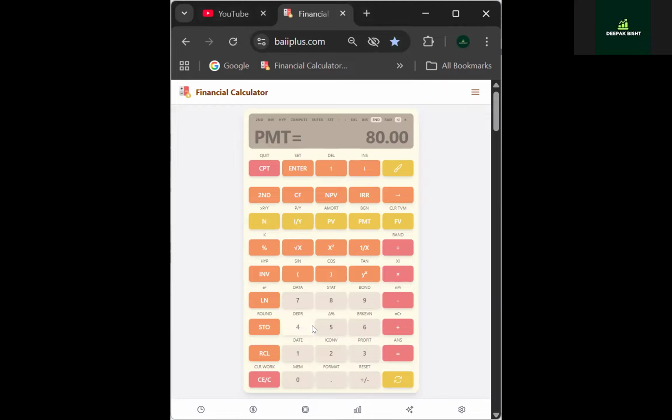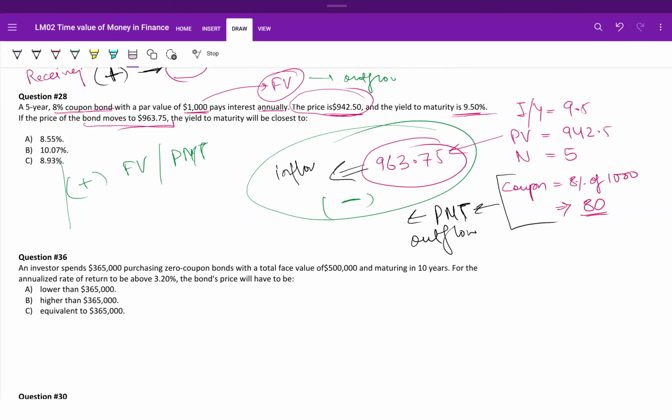963.75. This is a cash outflow, and this is going to be your present value here. Now I'm going to compute the I/Y. So I/Y is going to be 8.63. And we have 8. The answer is 8.93 basically. Maybe I miscalculated it. 8.93 is going to be the answer.